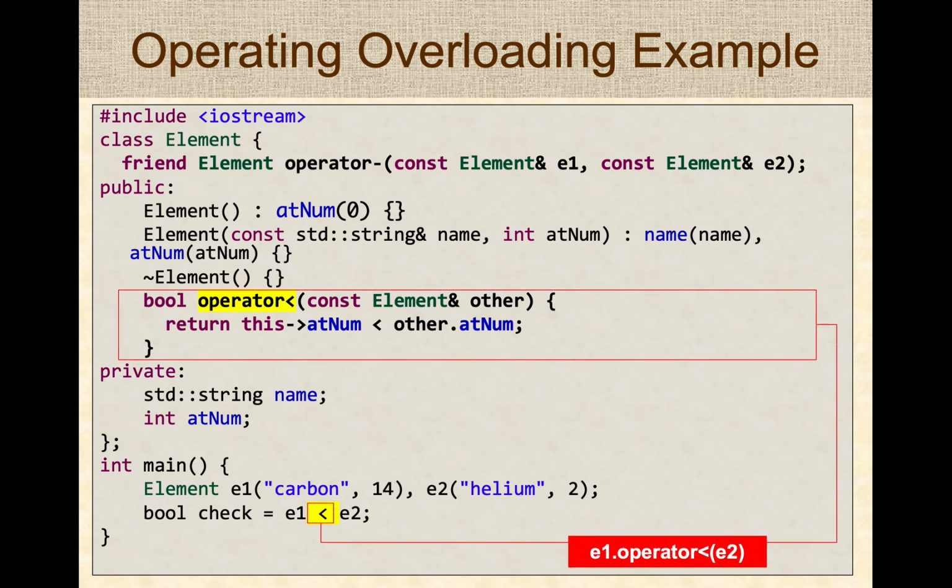Now in the main method, we can define two elements, say carbon and helium, and we can compare these two elements naturally by using the less than operator. So here, reading that code, you're asking a question, is e1 less than e2? And it returns true or false.